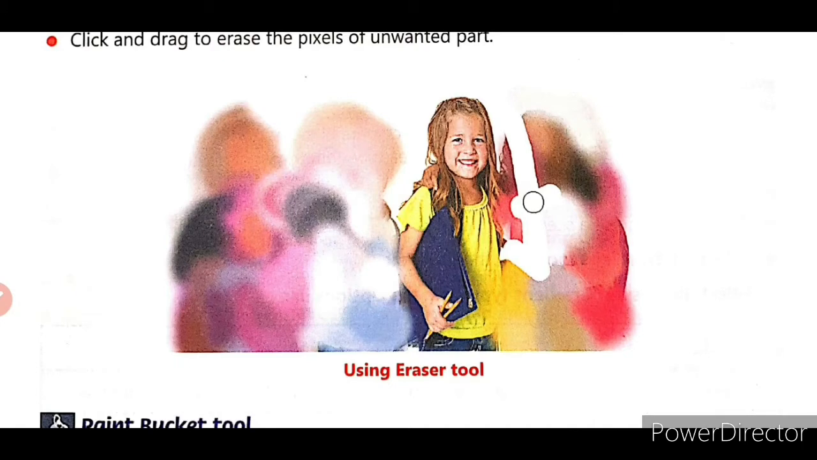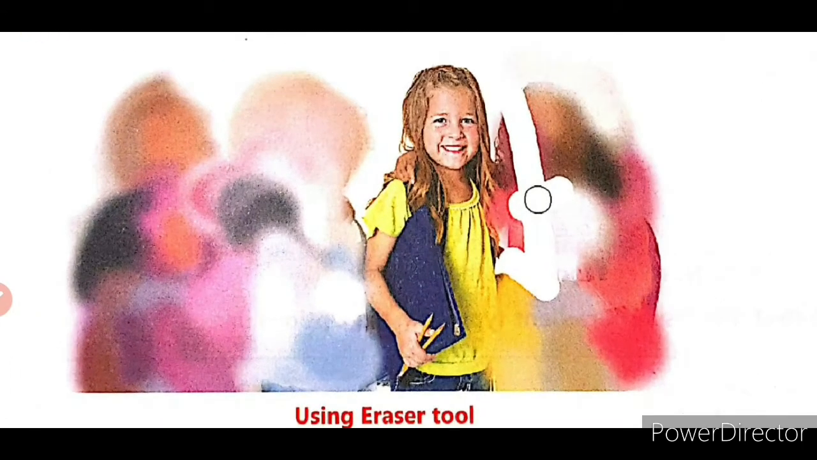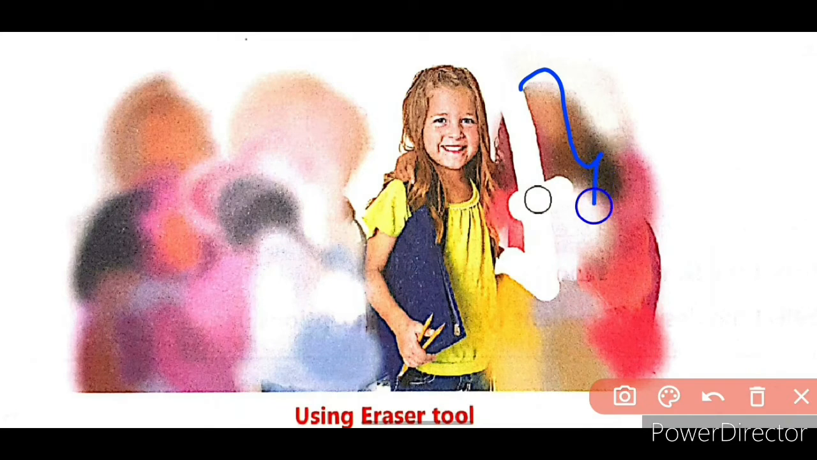See, this diagram shows using the eraser tool. We have used the eraser tool here and we have rubbed the portion of the image. Clear? Understand everyone? So this part shows the erased portion of the original image.